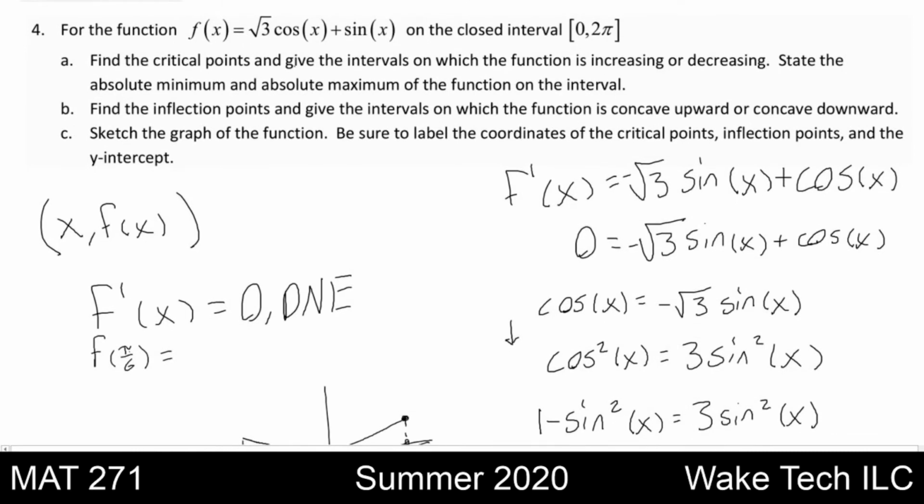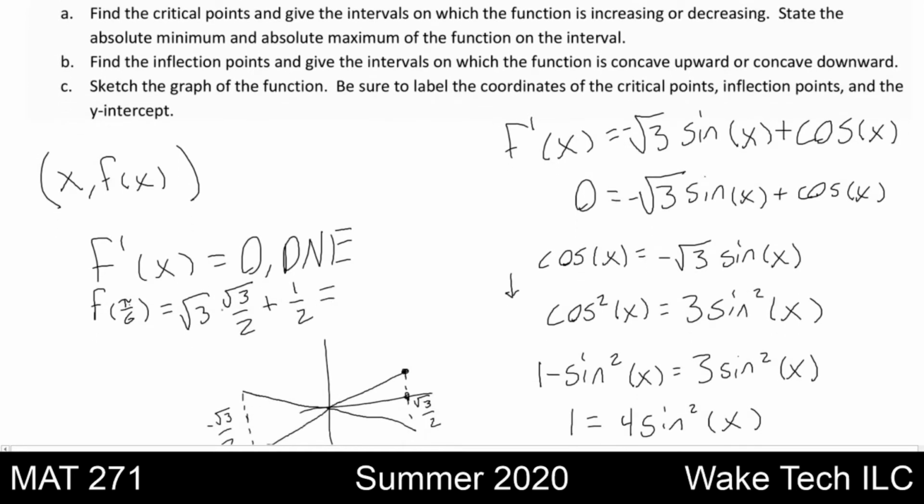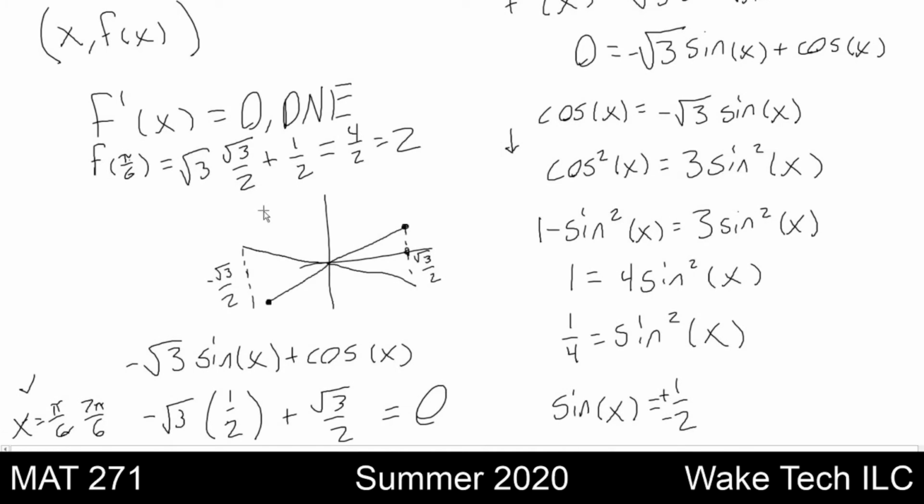Pi over 6, we're looking at our original f here now, is the square root of 3 times cosine of x, which as we found out is the square root of 3 over 2. Then plus the sine value, which is 1/2. This is 3 over 2 plus 1 over 2, which is 4 over 2, which is equal to 2. Graph a little bit down.